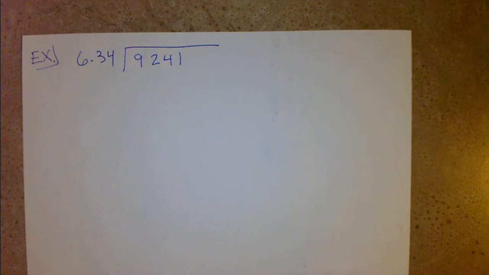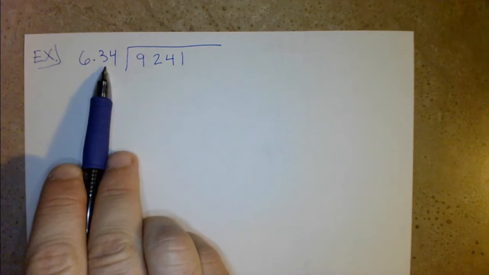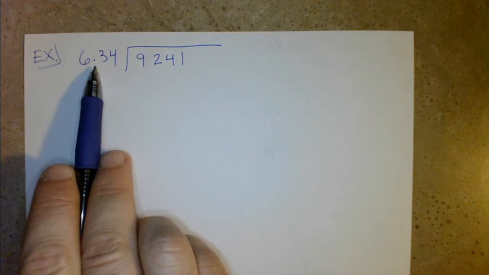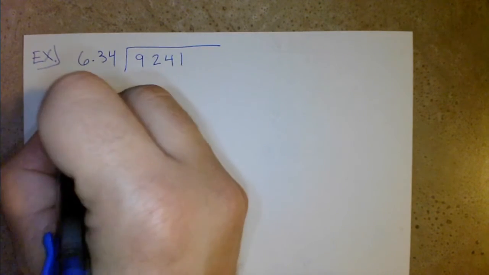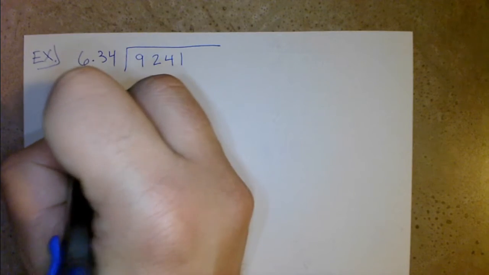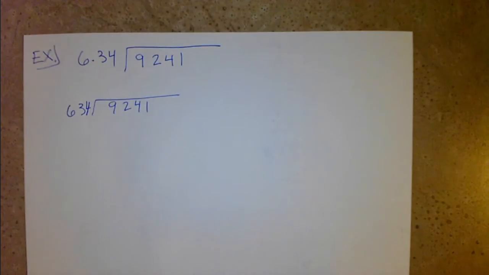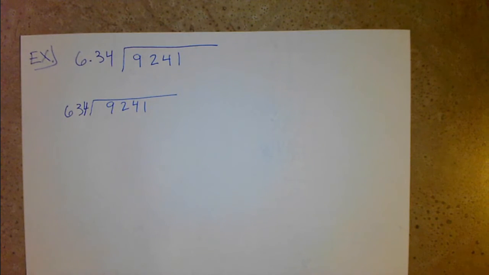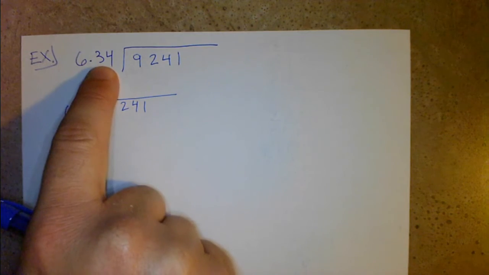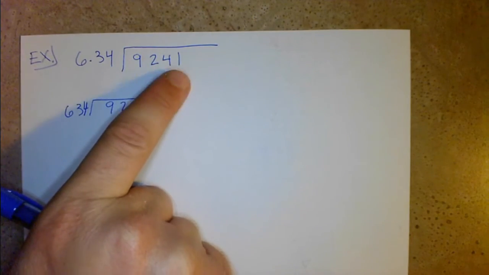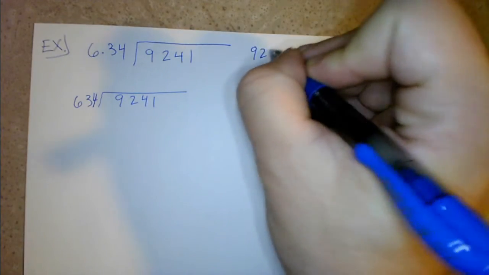All right, my next example, I have 2 decimal places here in my divisor. So I need to move those over twice. And so I need to do 634 into 9,241. Do you see my mistake? I hope so. I move this decimal place over twice. I need to do it as well here because now I'm multiplying the top and bottom by 100.